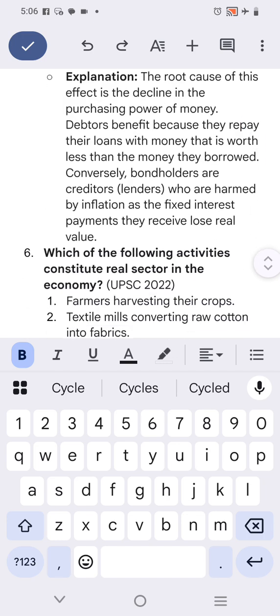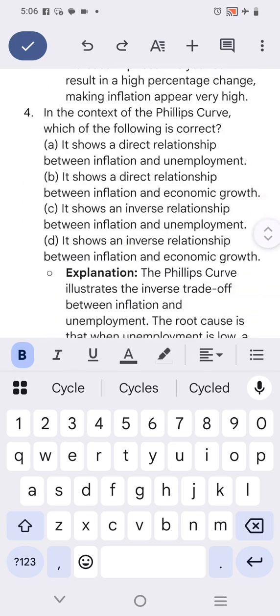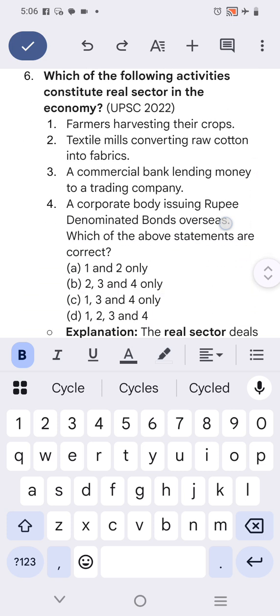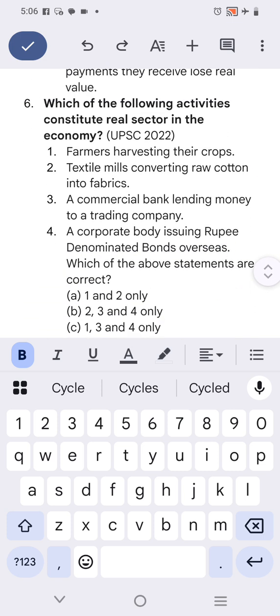ओके, आगे चलते हैं. सिक्स्थ पे. Which of the following activities constitute real sector in the economy? Real sector. Farmers harvesting their crops. Textile activities. Real growth sector in the economy का मतलब ये होना चाहिए.